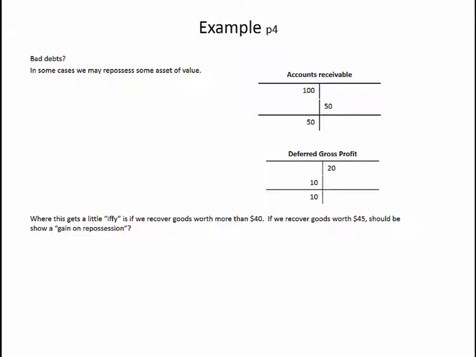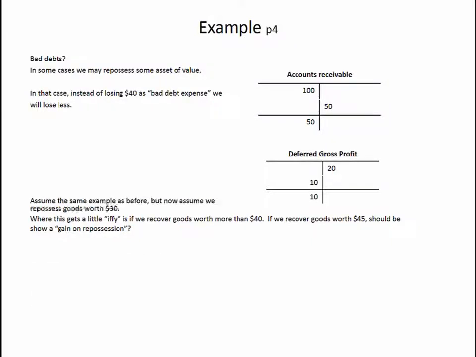Now in some cases, we may repossess some asset of value. In that case, the asset is going to be recorded on our books at its fair value, and every dollar of value that we recover by repossession reduces our bad debt expense, or reduces our loss by $1. So in this case, instead of losing $40 as bad debt expense, we'll lose a little bit less.